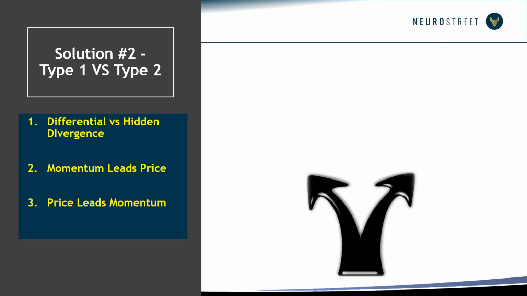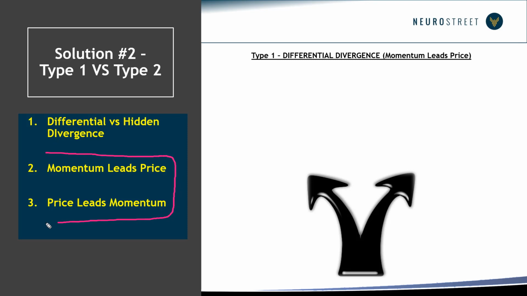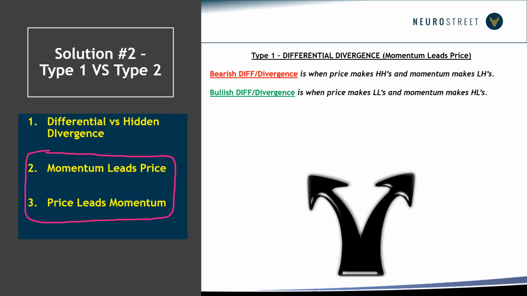Okay? Now, when we look at the two different types, type one is what we call differential divergence. I guess you would say the most important part of this slide is knowing whether or not momentum is leading price or if price is leading momentum. Okay? And so right now when we talk about type 1 divergence, it's called differential divergence. And that's normally when price is being led by momentum, or momentum is leading price. And normally what that means is, I'm going to grab a cursor here and we're going to just draw on the chart so you can see exactly an example.